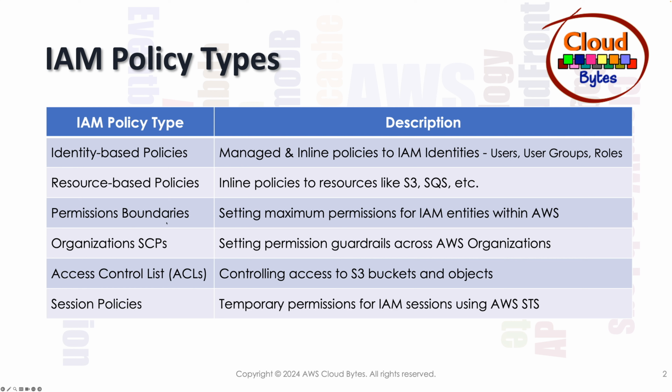Permission boundaries. Permission boundaries are primarily setting up the maximum permission for an IAM entity within AWS, which means given a role or a user, when an entity logs in, the permission boundary can still reduce its overall permissions, and we'll talk about those in the following slides.